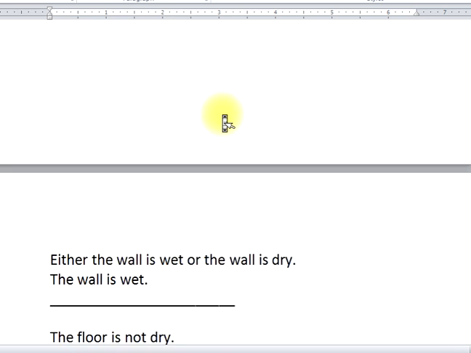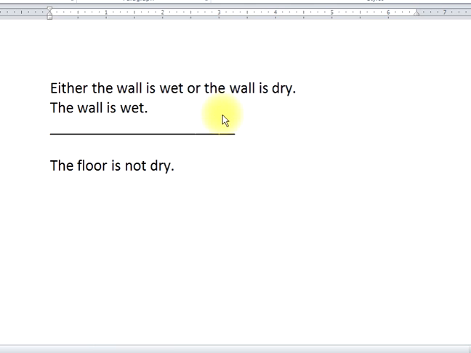Let's go to another one here. Sometimes things get a little tricky. Either the wall is wet or the wall is dry. Well, you see, wet means not dry, right? So this is basically saying either the wall is not dry or the wall is dry. The wall is not dry. Oh, excuse me, this has to be wall. Right? Because wet means not dry. So this is redundant. You see how these are redundant?